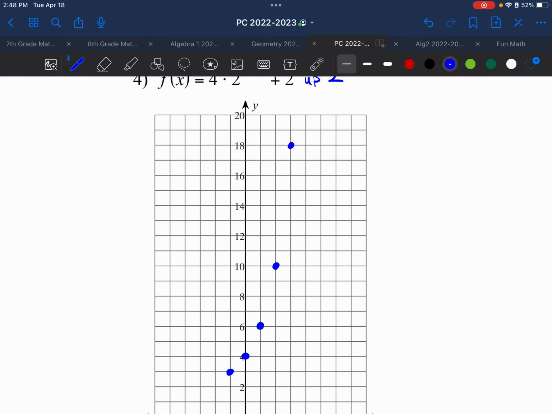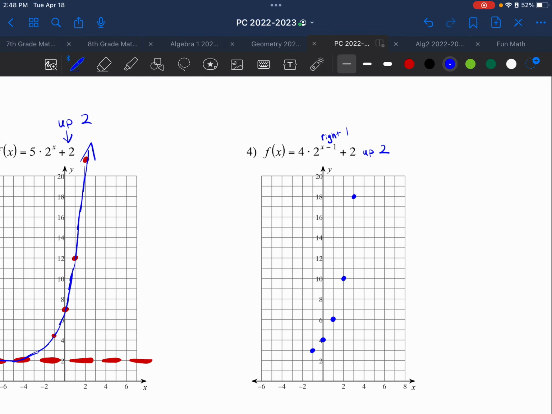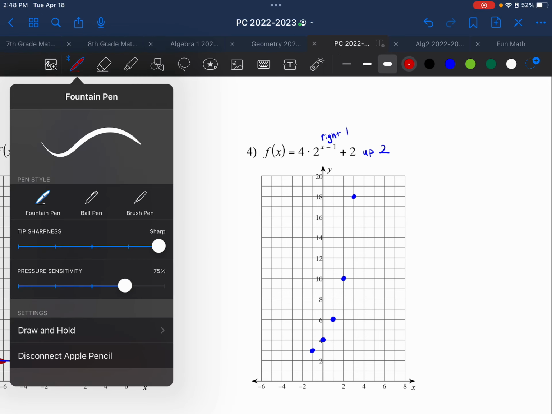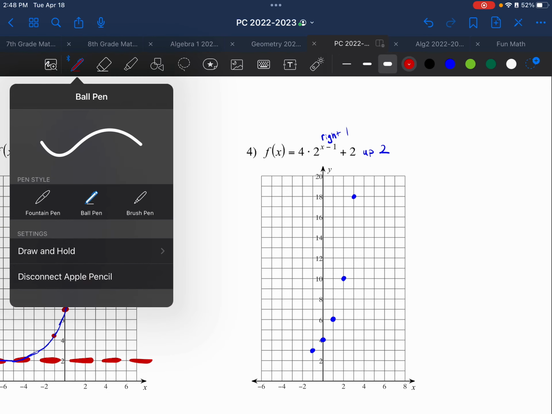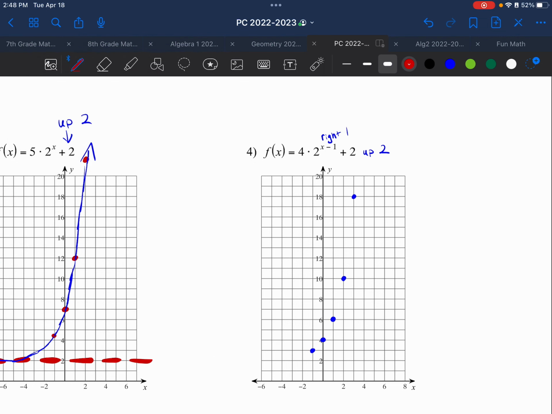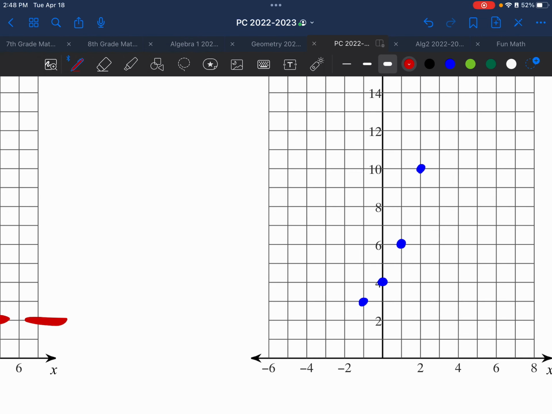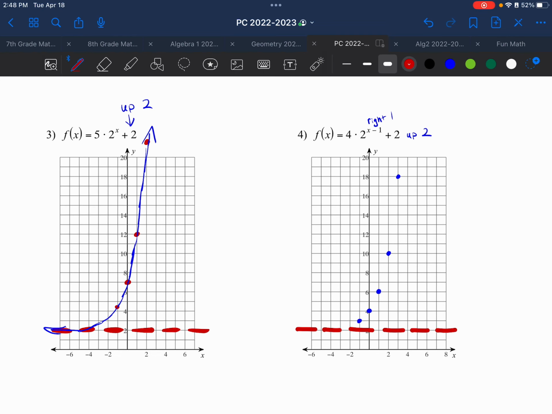And I know where the horizontal asymptote is because it's the same thing as last time. We shifted the asymptote up 2. We shifted this one up 2. So my horizontal asymptote, I'm going to make it a thick line as well. Maybe, can I make it a ball pen so it's more consistent? Instead of these thick lines, I'll say it goes boink, boink, boink, boink, boink, boink. That looks good. I shift the iPad around like a piece of paper.